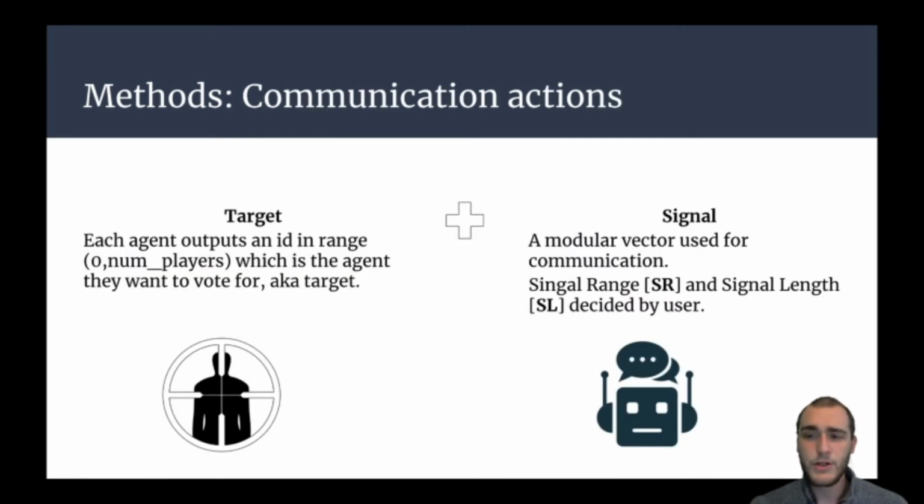As previously mentioned, we work with an action space with embedded communication. Indeed, an action is made of two distinct elements. The target is the first element of the action vector. Its purpose is to specify the actual choice of a player. The more players have the same target, the more likely it is to be killed. Differently, the signal vector is a modular vector used for communication. Modular in the sense that the user can decide its range and length before the start of the training phase.